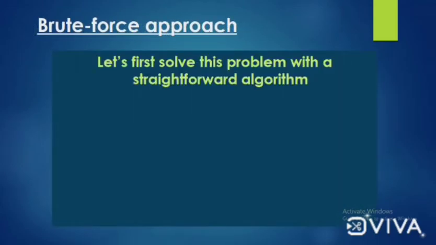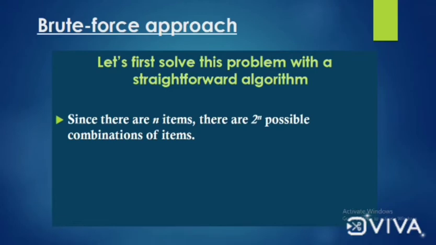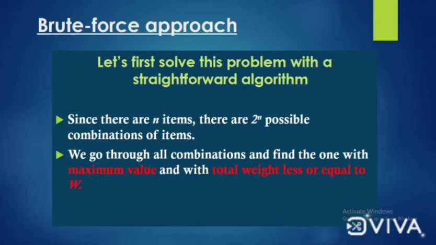Now comes the brute force approach. Since there are n items, there are 2 to the power n possible combinations of items. We go through all possibilities and find the one with maximum value, with total weight less than or equal to W. Running time will be O(2^n).